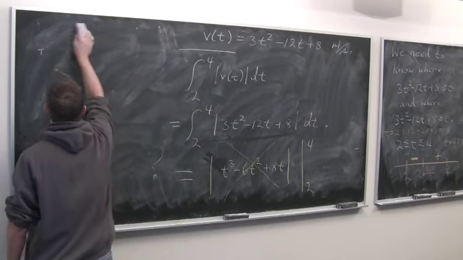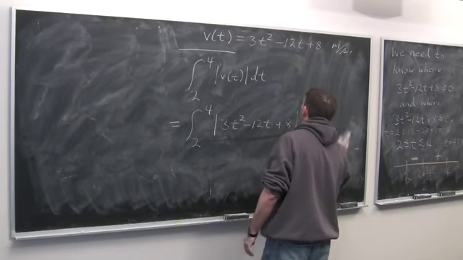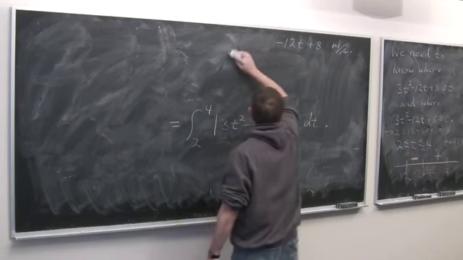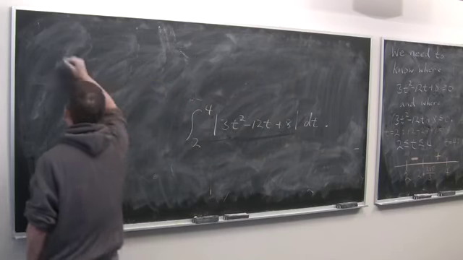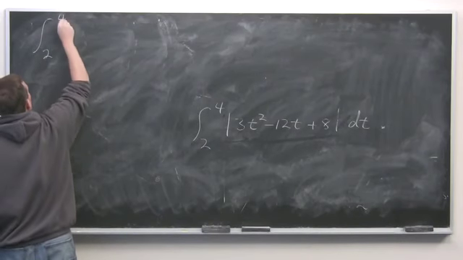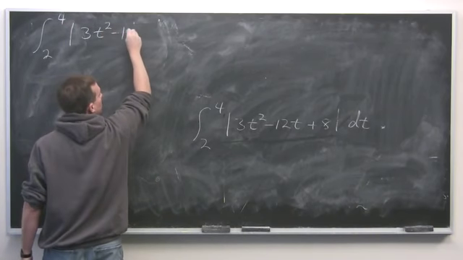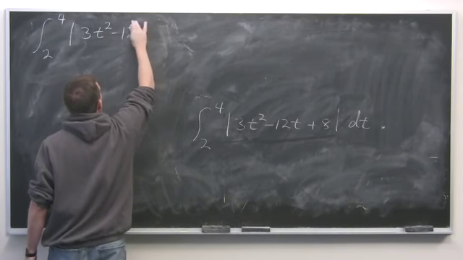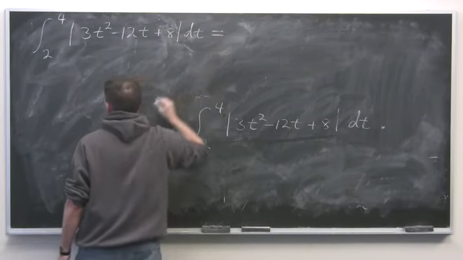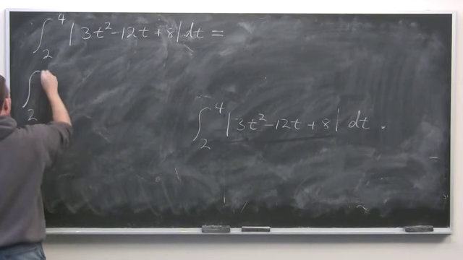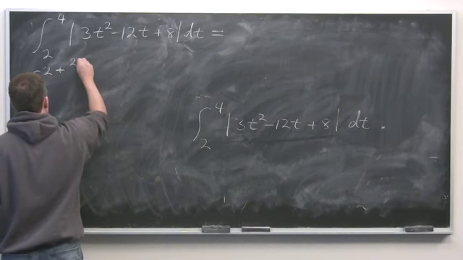So we are still trying to calculate the integral from 2 to 4 of the absolute value of 3t squared minus 12t plus 8 dt. And what we've just found is we should split this at 2 plus 2 times the square root of 3 over 3.